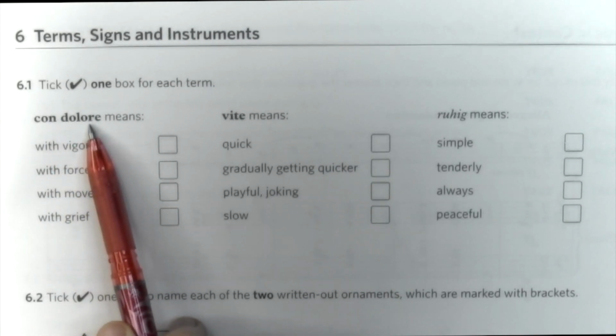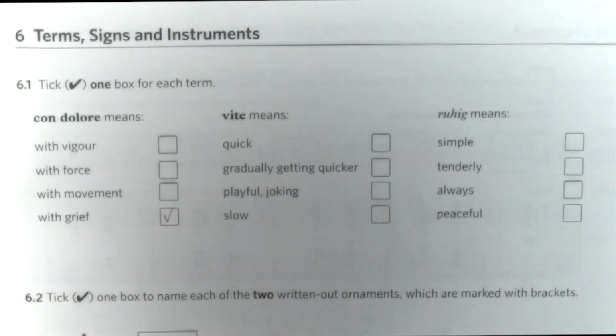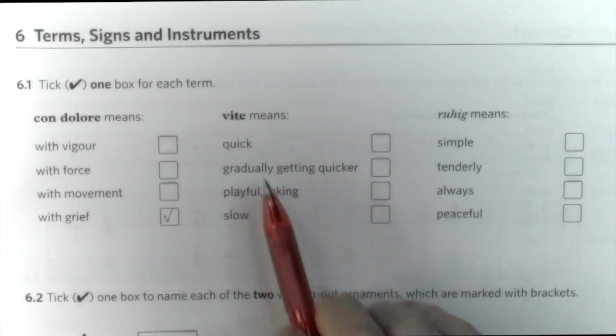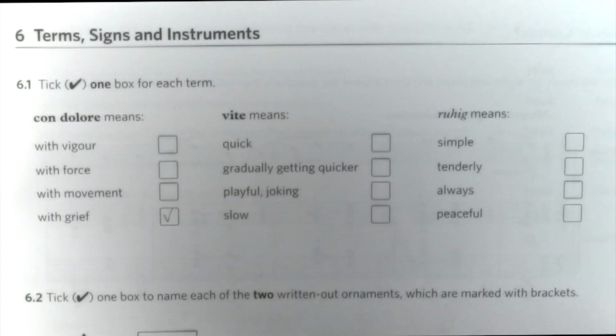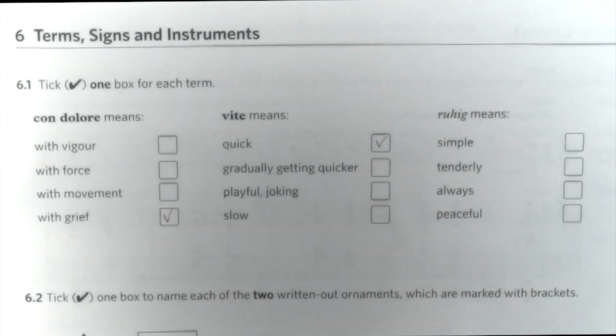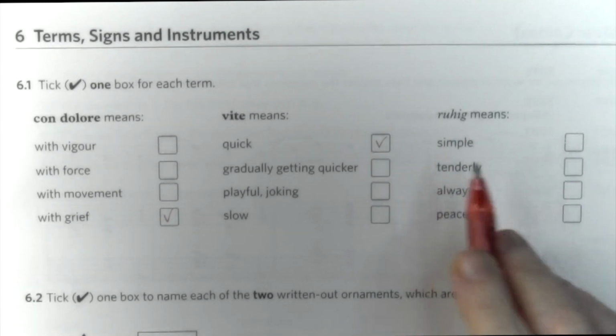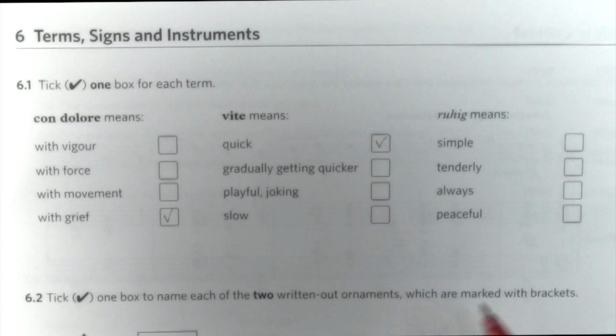Con dolore is an Italian term for with pain. So grief, with grief. Vite is a French word to say lively, happy, quick. Okay, so quick. And ruhig is a German term for peaceful. Ruhig. That's it. That's all.